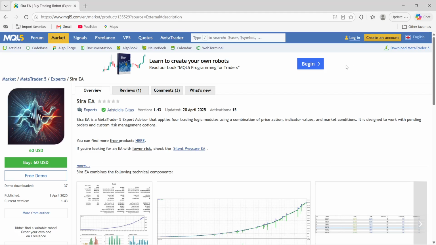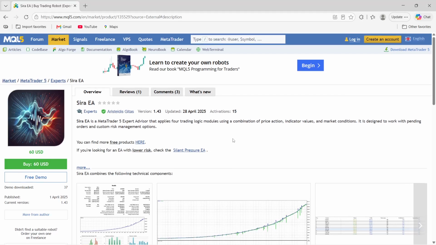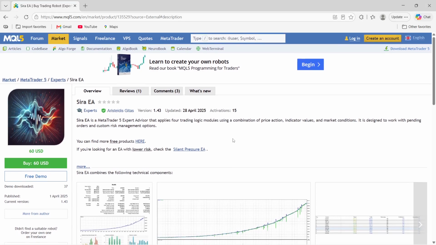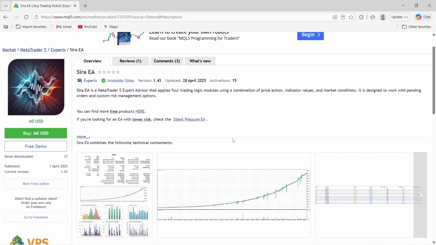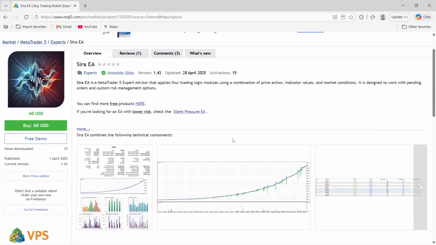Hello traders, in today's video we're going to be taking a look at the Sira EA MT5. This is one of those robots that look pretty clean at first glance, but once you read between the lines you start to see what it's really doing under the hood.